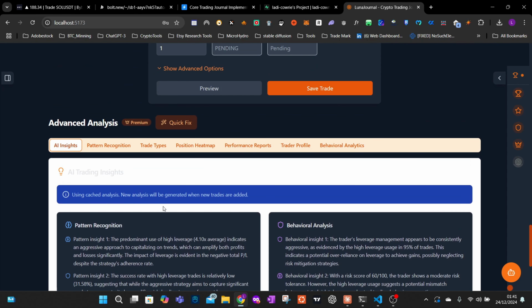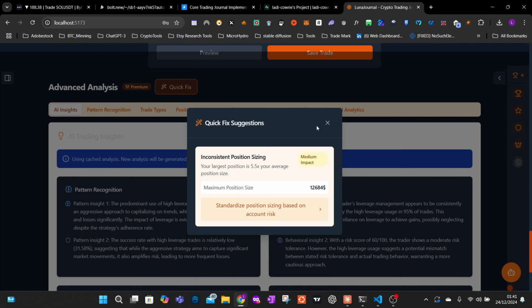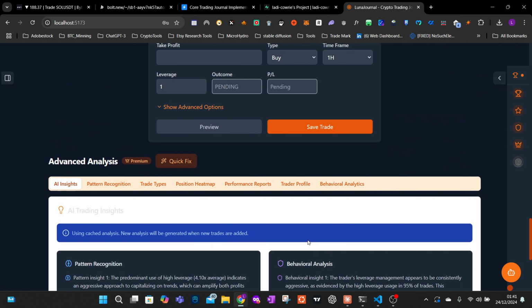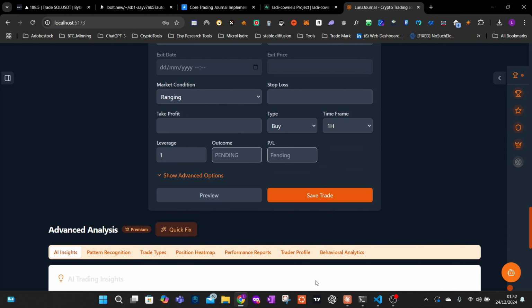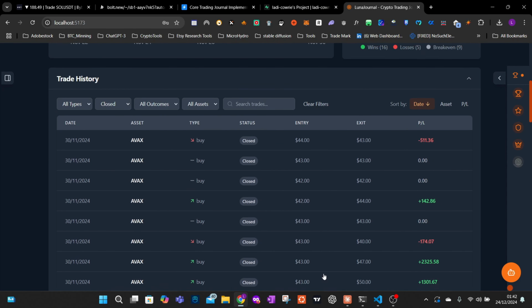Remember, we also get some quick fix suggestions here. For example, this position is 5.5x your average position size, to figure that out. So it gives you some quick recommendations as well. I also want to cover this because mindset is very important when trading. It's not just all about entering your trades, but also the mindset at which you take these trades. I feel that is quite important as well.